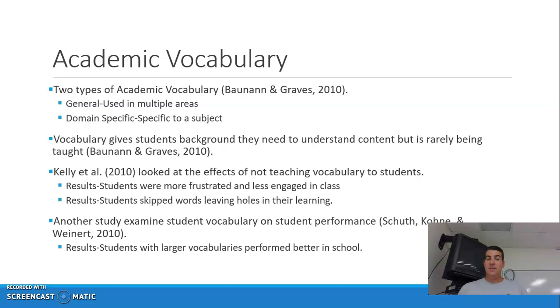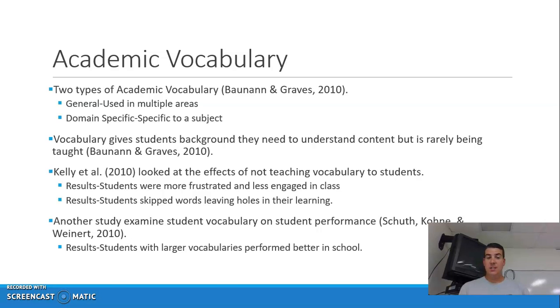There's also domain-specific vocabulary, which is specific to a subject. So if I'm talking about economics, some domain-specific vocabulary would be things like fiscal policy or monetary policy or the Federal Reserve. That would be domain-specific because it's specific to a content. So for the purpose of this study, when I refer to academic vocabulary, we're referring to domain-specific vocabulary. Vocabulary gives students background that they need to understand content, but again, is rarely being explicitly taught to students.